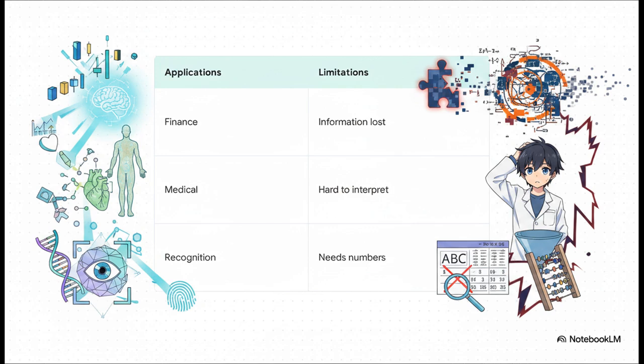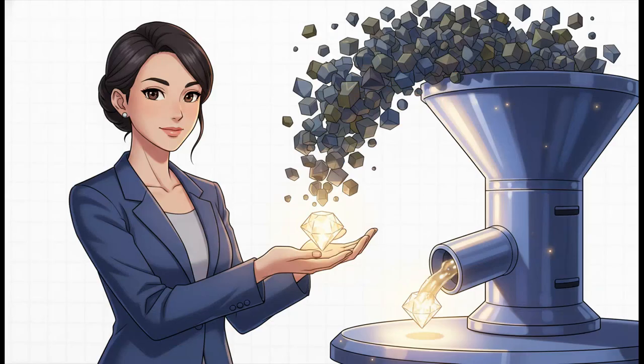Because it compresses data, some minor information may be lost. Furthermore, because principal components are mathematical combinations of your original data, they can be kind of hard for a human analyst to intuitively interpret. And finally, PCA really works best only with numerical data. Knowing these limitations allows you to direct your teams to use PCA where it creates the most value without getting blindsided.